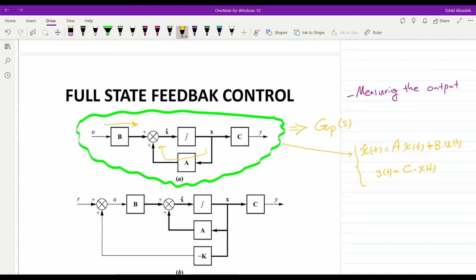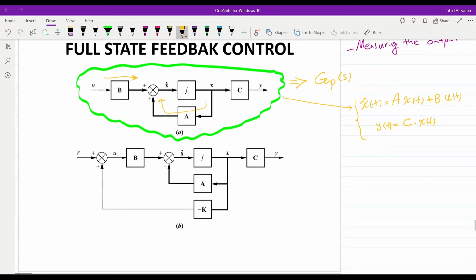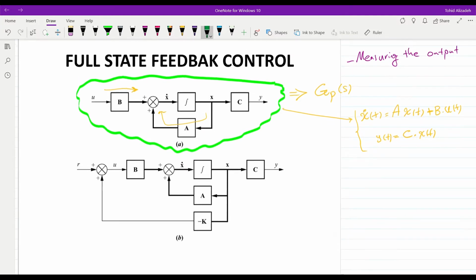Now, in order to have the full state feedback control, we will measure the states. So we have x here, they will be measured and multiplied by a factor we call the state gain, K. With a negative sign, they will be added to the reference signal, and that will give us the control input, u. So what we see here is the plant, and K will act as the gain of the controller for us.